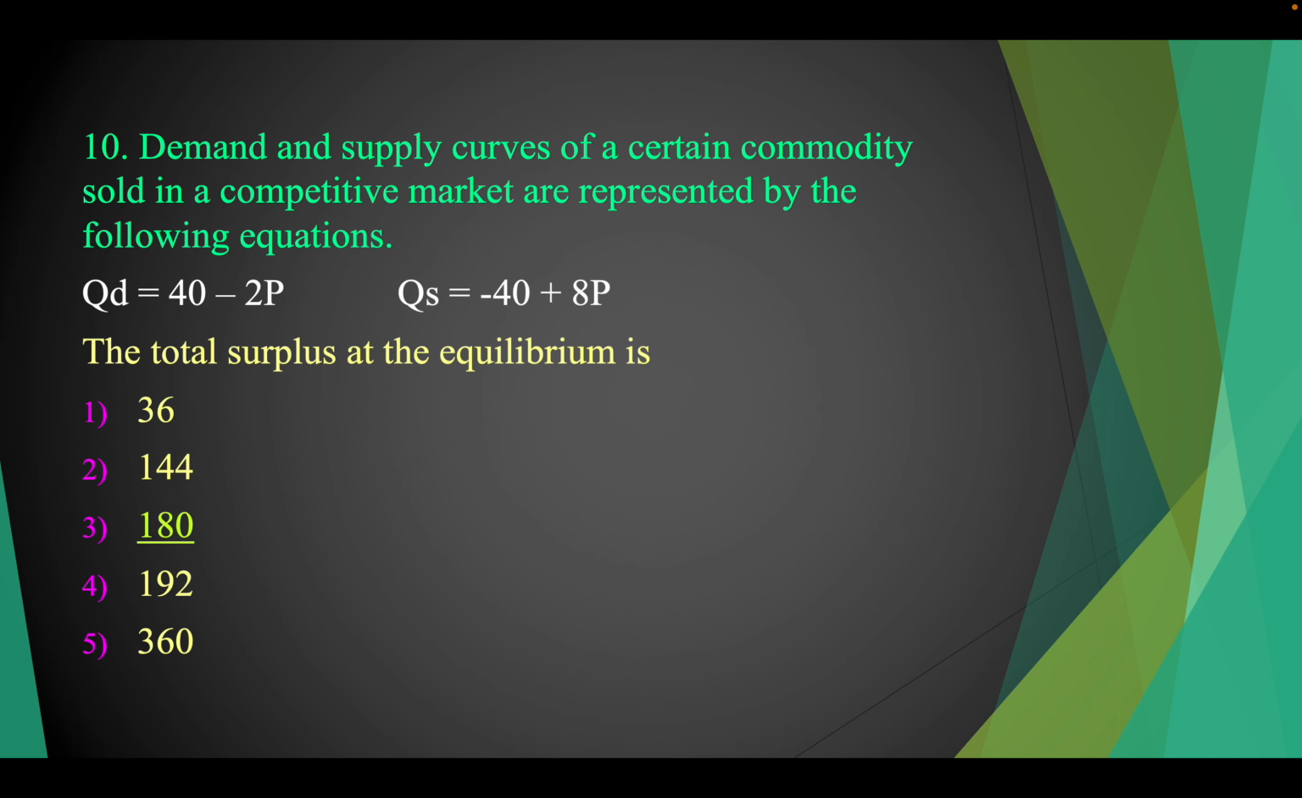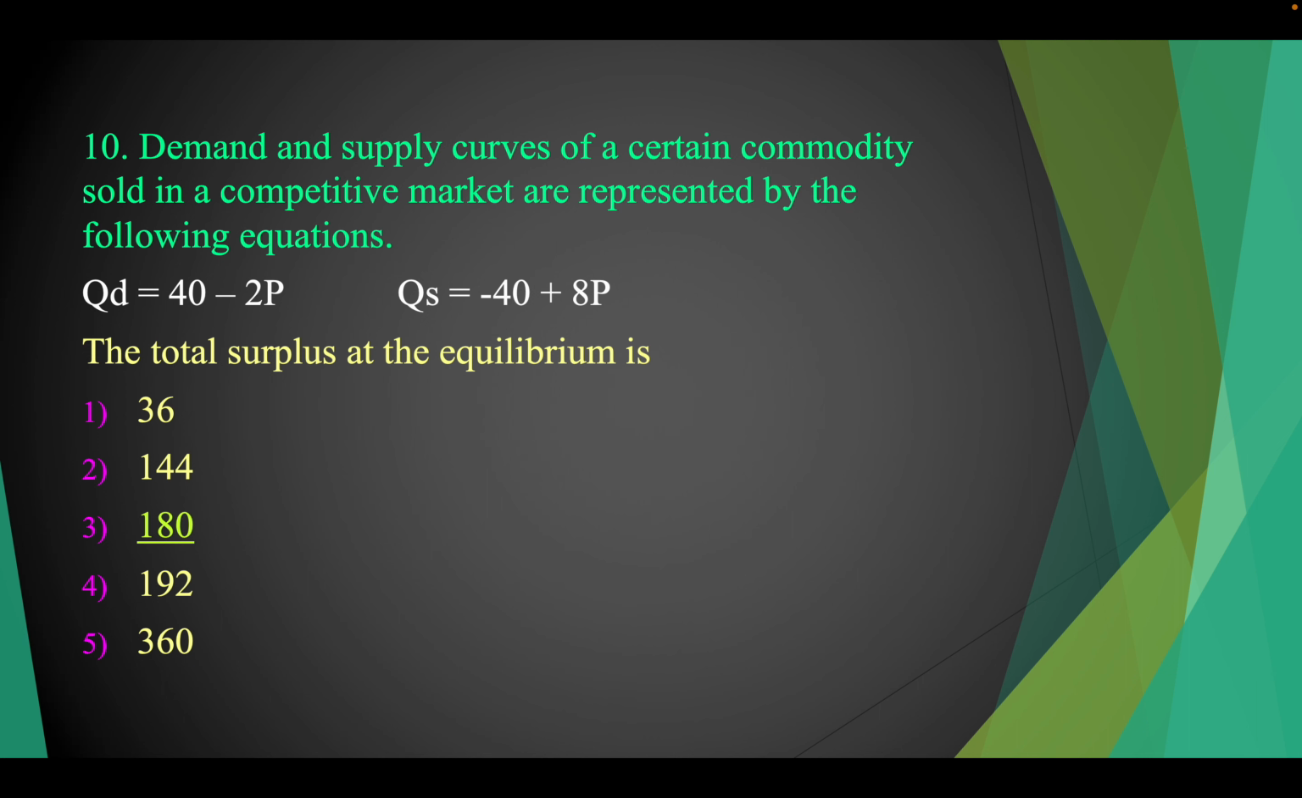Then the 10th question: demand and supply curves of a certain commodity sold in a competitive market are represented by the following equations. These are the equations. QD equals 40 minus 2P, QS equals minus 40 plus 8P. The total surplus at the equilibrium is, total surplus means the summation of the consumer surplus and producer surplus. We call both of these surpluses, that means consumer surplus and producer surplus, economic surplus. Children, we will see how to find out the economic surplus, that means total surplus.